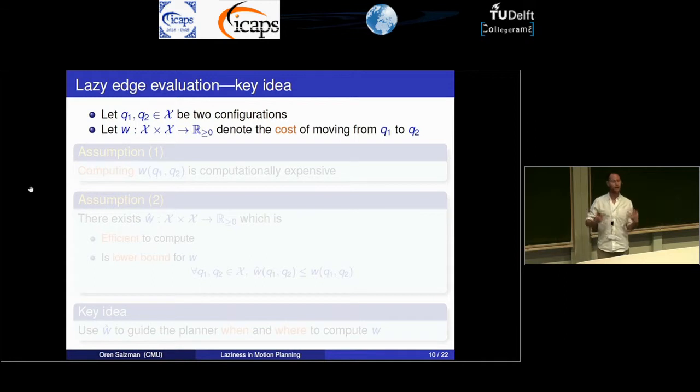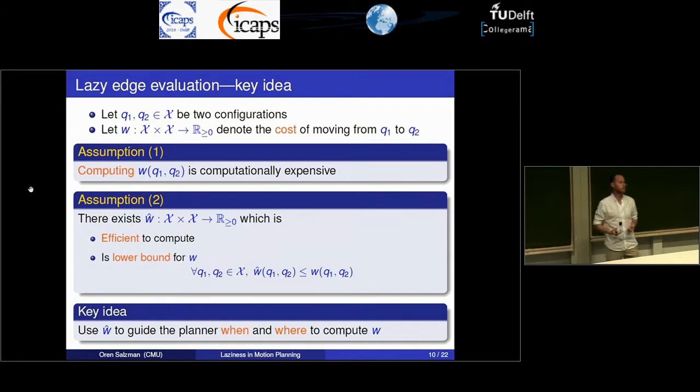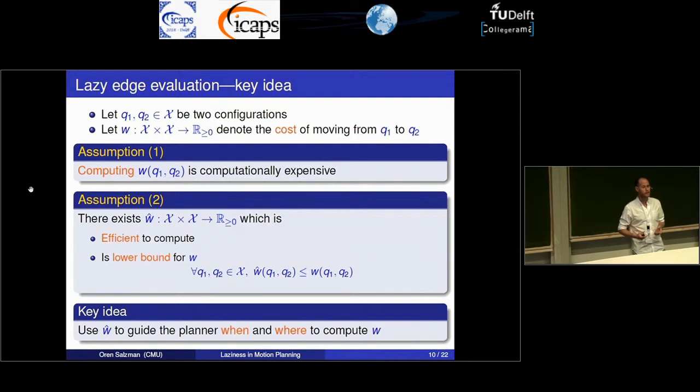If we're talking about high-dimensional systems, a humanoid robot will also need to consider stability constraints, making sure that the robot doesn't topple over. So this is a very expensive edge to compute. This is the first assumption: that evaluating an edge is expensive. The second assumption, which is very common in motion planning, is that we can get an efficient-to-compute estimate, which is a lower bound on the true cost.